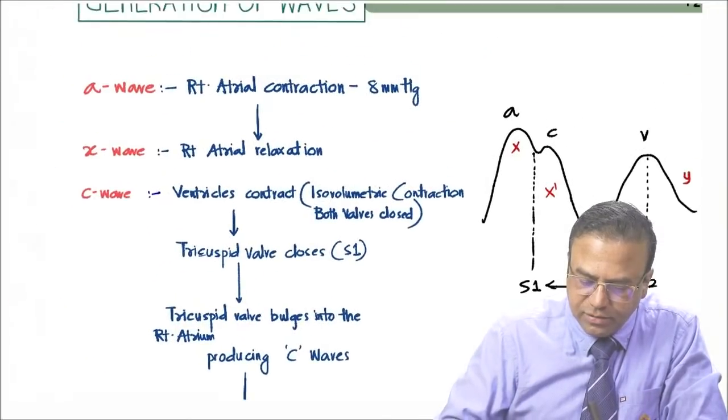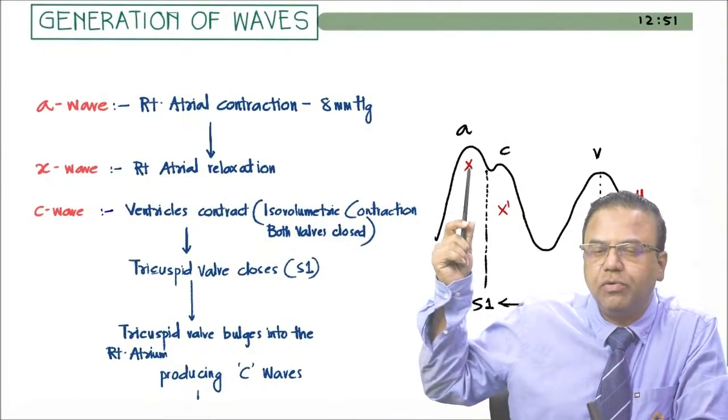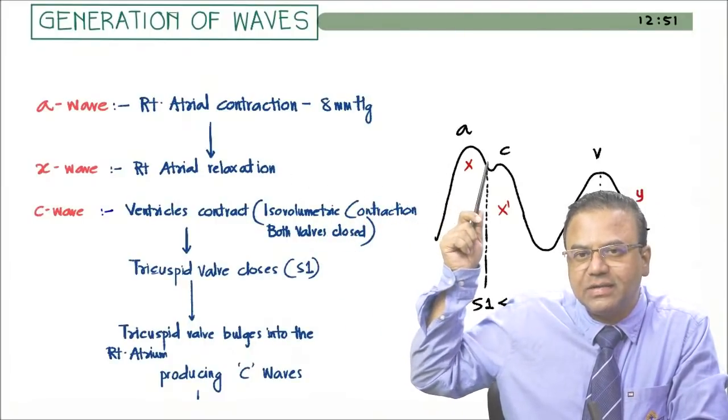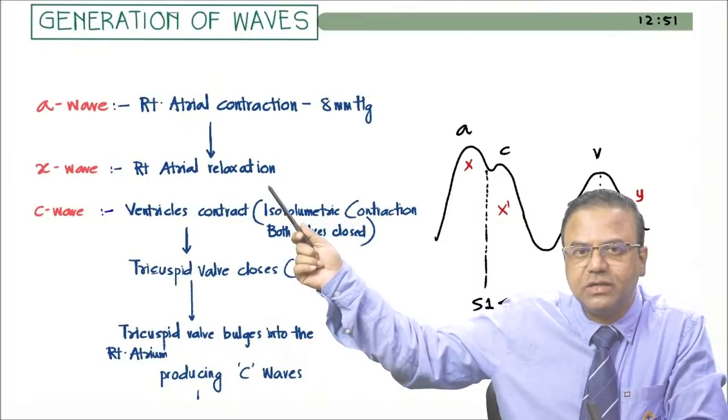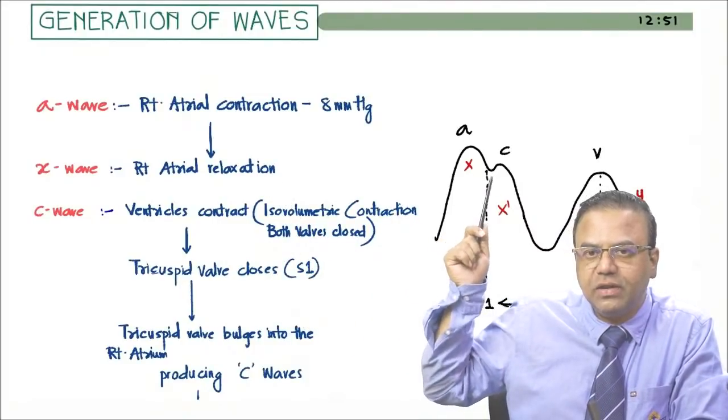Now, an important point is, we've just discussed this idea that A is atrial contraction. I told you it touches a peak of around 8 millimeters of mercury during atrial contraction. The atria start relaxing. This is the initial relaxation that results in the initial part of X descent. The C wave is the ventricular contraction. That's when the ventricle contracts.